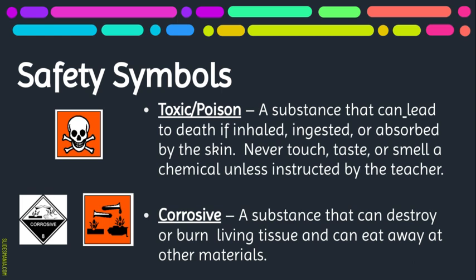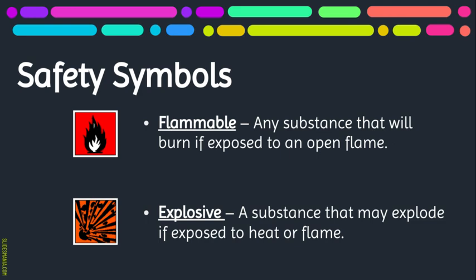Corrosive, there's two different symbols. If you look, they're pretty similar. Corrosive is any substance that can destroy or burn living tissues and can eat away at other materials. And oftentimes these are acids or really strong bases. Just be careful with those.